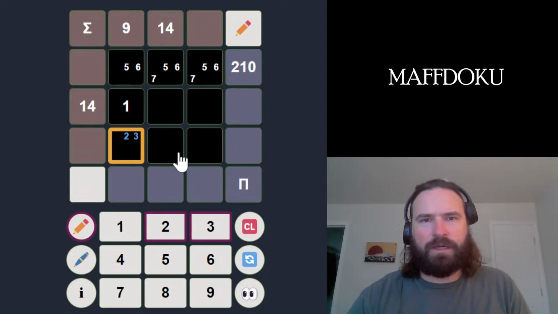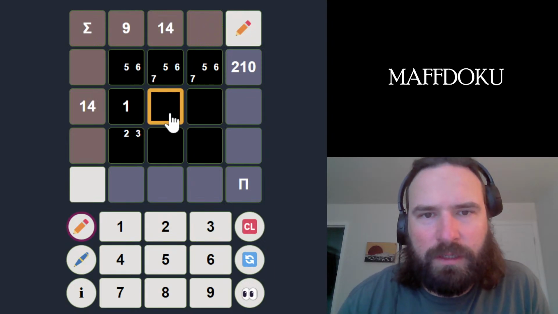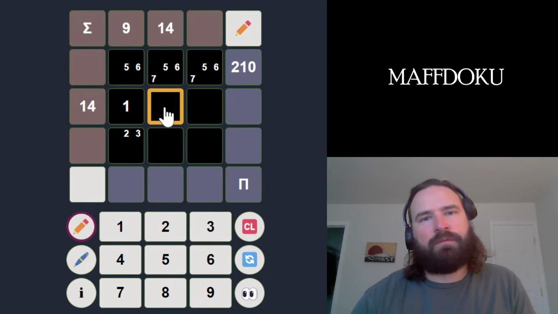So I have to put 8 and 9 somewhere. Does 9 have to go here? Can 9 not be involved in the 14 sum? Is that kind of the point? It is, I think. Well, it definitely can't go here. It can't go in this column.